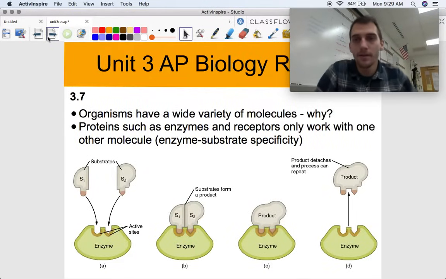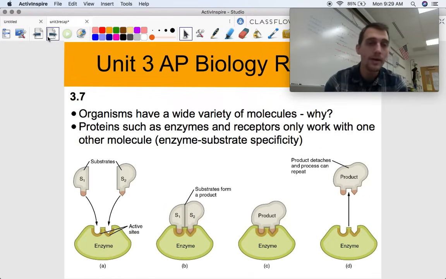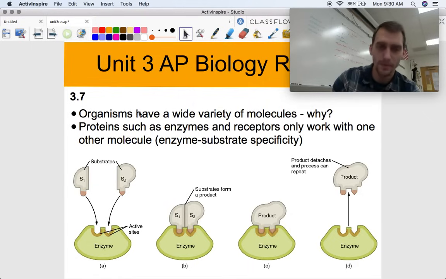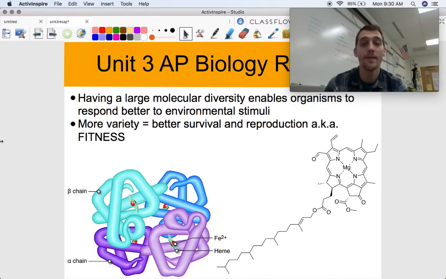All right, last topic. It's pretty quick. 3.7 is talking about how organisms have a wide variety of molecules. Why? Number one is enzymes and receptors only work with one other molecule. We already talked about this. Enzyme substrate specificity. Okay, but organisms have a ton of different types of molecules. And this is one reason, but the main reason is because having a large molecular diversity enables organisms to respond better to environmental stimuli.